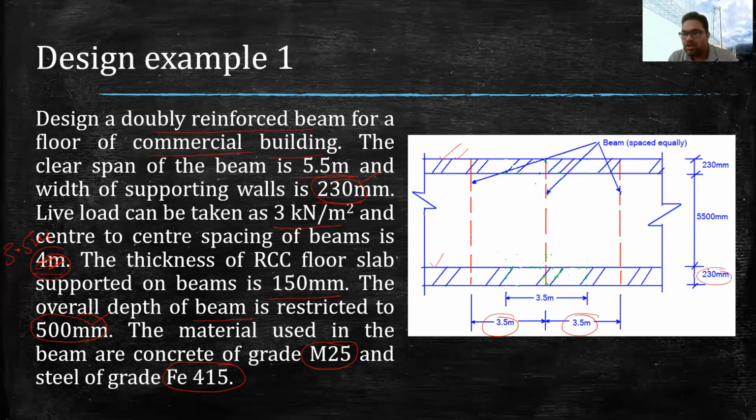Similarly, the thickness of the wall is 230 mm, and this one is the clear span of the beam. So this clear span of the beam is 5.5 meter. It is mentioned here, you can see here. So this is the rough diagram so that we can understand the problem, what we have to do. So basically, we will assume that all these beams are identical. So we will design only one beam, the other beams will be designed automatically because all beams will be identical. So their spacing will be 3.5 meter. So we will start our problem now.